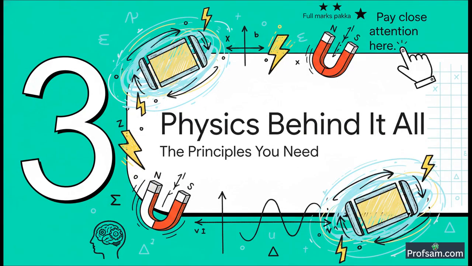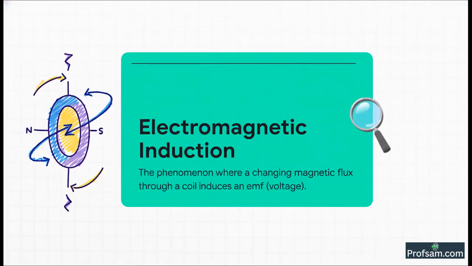Now that we've got the main idea locked in, let's get into the actual physics. Pay close attention here, because this is where all the exam questions come from. If you understand this part well, full marks are guaranteed. Now this is the official principle you must write in your exam. An AC generator works on electromagnetic induction. So what does that really mean? It's simple. Whenever the magnetic field passing through a coil changes, a voltage, what we call an EMF, is created. And in our generator, how are we changing that magnetic field? We're doing it by physically rotating the coil inside it.